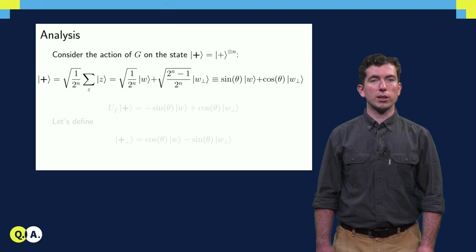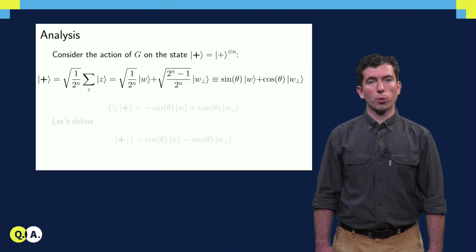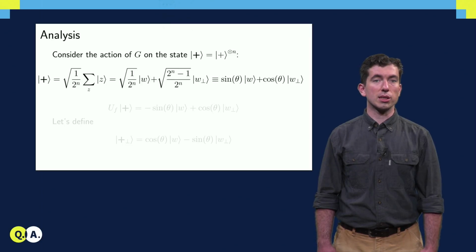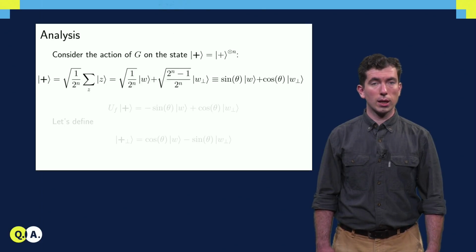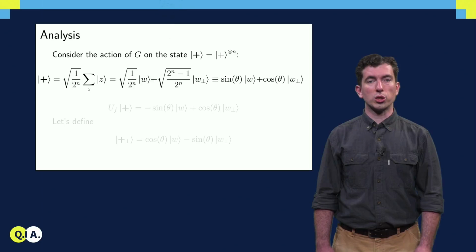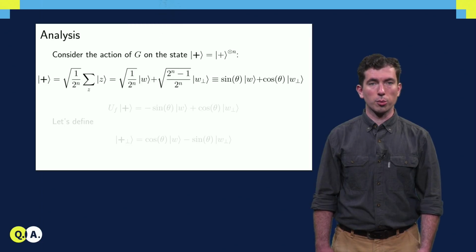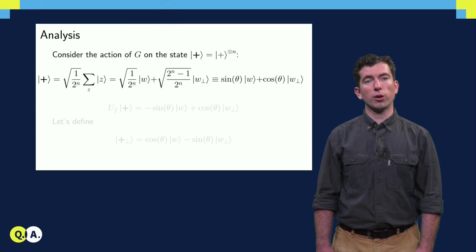First, let's write the all plus state out neatly. We can see that the all plus state is a uniform superposition over all states in the Z basis, and that this necessarily includes W, regardless of what W actually is. There's also another term, which is proportional to W perp, which is a uniform superposition of everything in the Z basis that's orthogonal to W. We're going to write the coefficients of this wave function as angles to simplify our calculation later on.